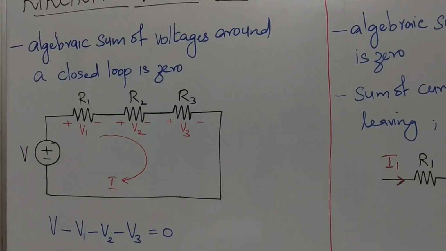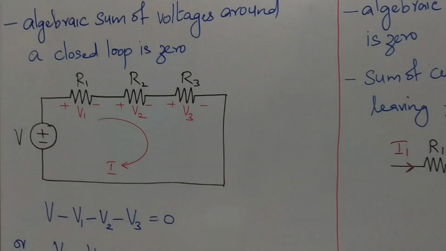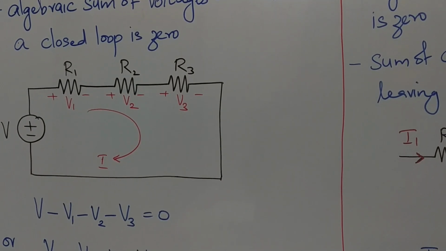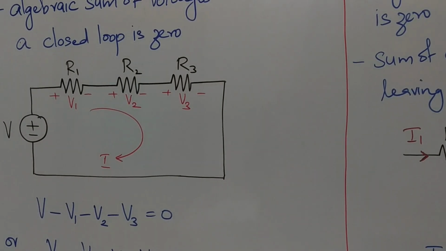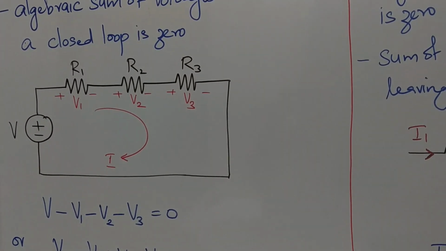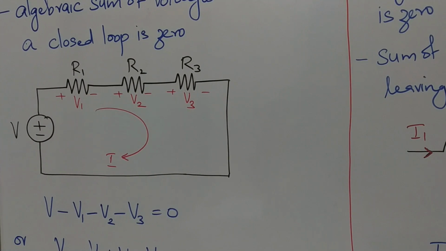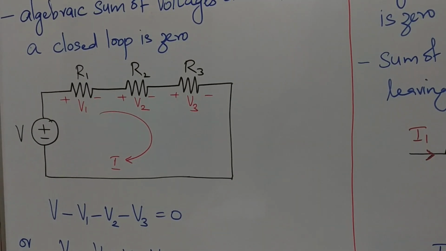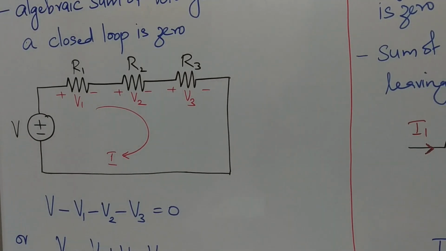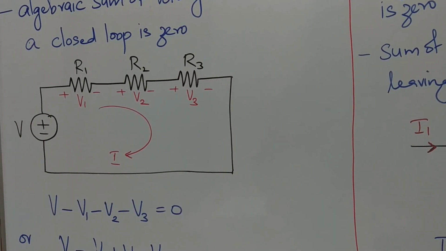For example, consider the circuit shown here. The voltage is V and it is connected across three resistors R1, R2 and R3 connected in series. Now since there is only one source, the source will be delivering power and therefore the direction of current will be from plus to minus, that is current will flow in the clockwise direction.